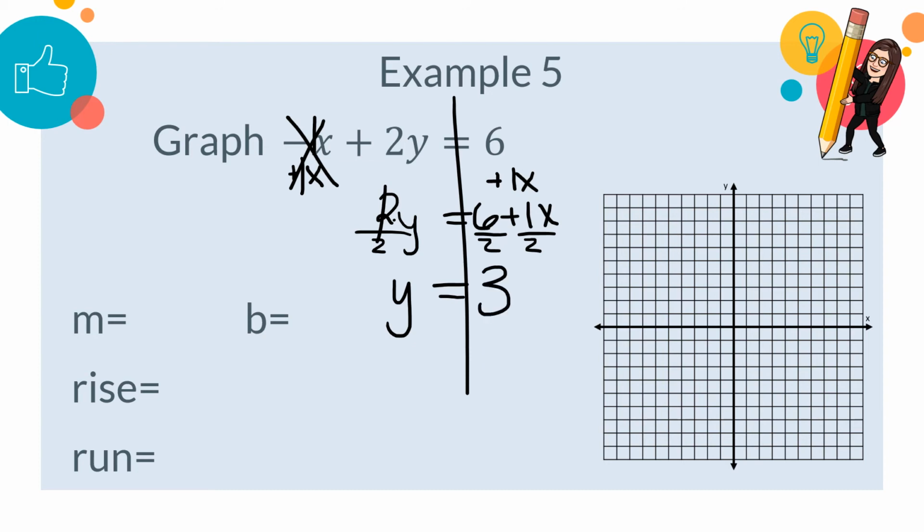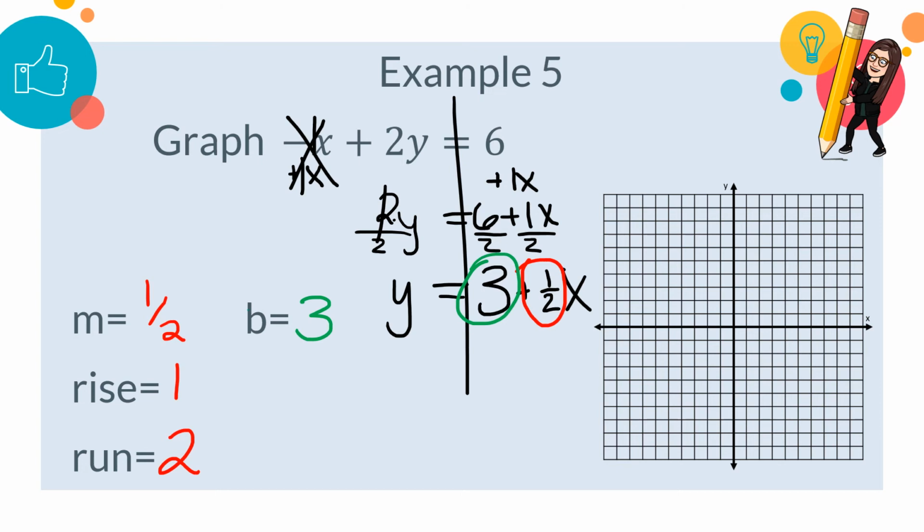6 divides by 2 nicely, but 1 does not divide by 2. So we're going to leave it as 1/2 x. Right? Leave it as the fraction it is. Let's identify the parts. The number in front of x is a 1/2 positive. We're going to make the rise and the run. Rise 1, run 2. We split it up. B is the number by itself. It's our beginning. So we're beginning at 3.